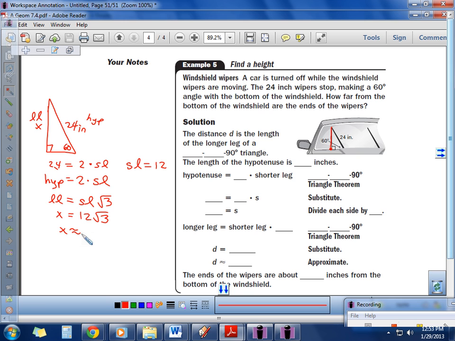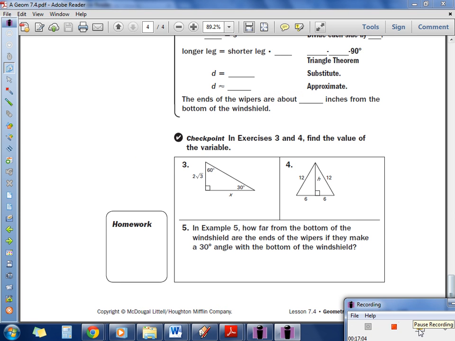So type that in real quick. 20, something like that maybe? 20.785, and units are appropriate on real-life problems. It's in inches. There's the answer on that one. Now try these 3 checkpoints at the bottom, see how you can do.